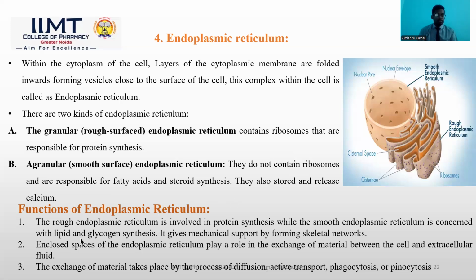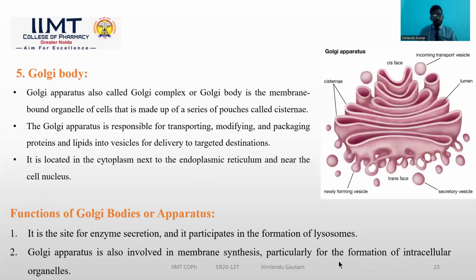Functions of endoplasmic reticulum: the rough endoplasmic reticulum is involved in protein synthesis, while the smooth endoplasmic reticulum is concerned with lipid and glycogen synthesis. It gives mechanical support by forming skeletal networks. Inside spaces of the endoplasmic reticulum play a role in exchange of material between the cells and the extracellular fluids. These are the enclosed spaces. The exchange of material takes place by the process of diffusion, active transport, phagocytosis, or pinocytosis.